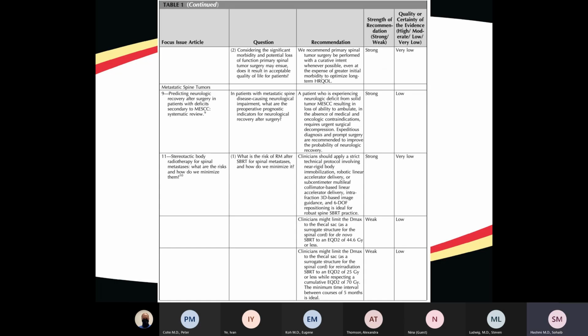Looking at metastatic spine tumors, predicting the recovery in patients with spinal cord compression and neurologic impairment, a patient who is experiencing a neurologic deficit resulting in any loss of ambulation, without having undergone surgical decompression, should have prompt surgery to relieve that. And so that really is the guiding point that has led surgical management of spinal tumors, whether there is involvement of neurologic impairment and compression.